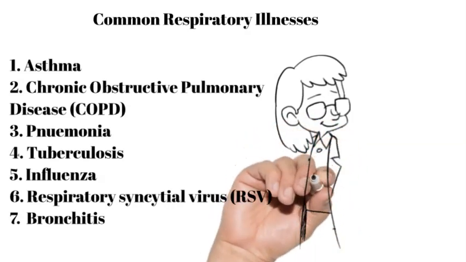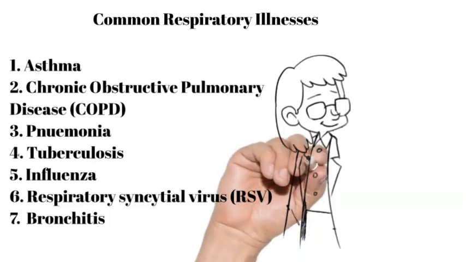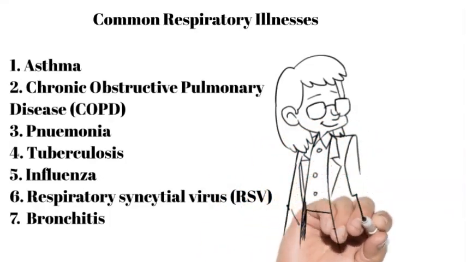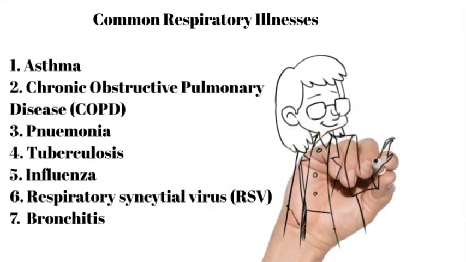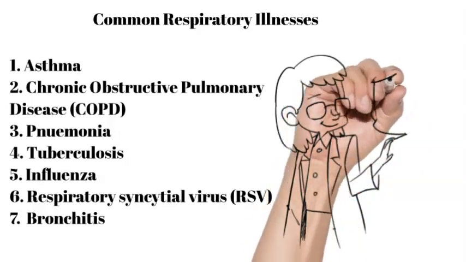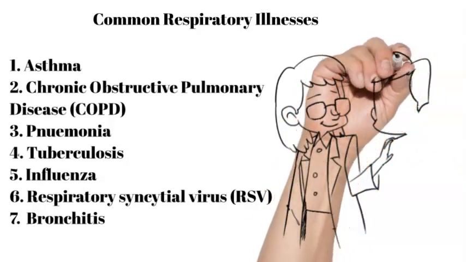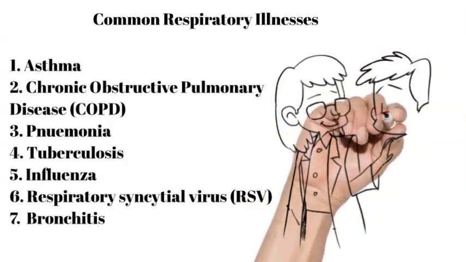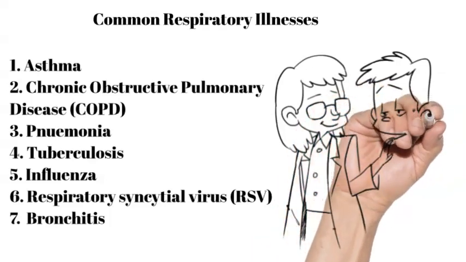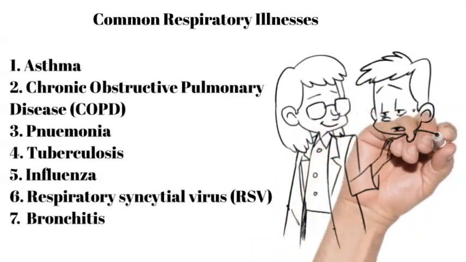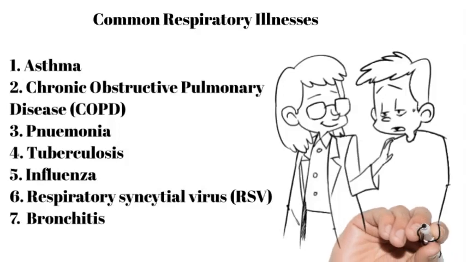6. Respiratory syncytial virus, RSV, a viral infection that can cause respiratory symptoms similar to those of the flu or a cold, especially in infants and young children. 7. Bronchiolitis, an inflammation of the small airways in the lungs that can cause wheezing, coughing, and difficulty breathing, especially in infants and young children.